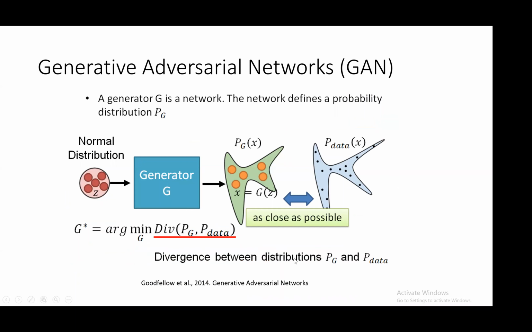Let's first introduce GANs. GANs have two components: the generator and the discriminator, playing a min-max game. The generator is to generate the image, and the discriminator is to measure the divergence between the generated data and the real data. The generator is optimized to minimize the divergence.